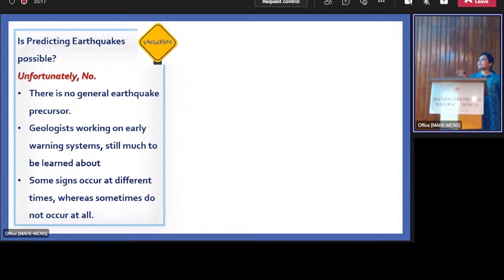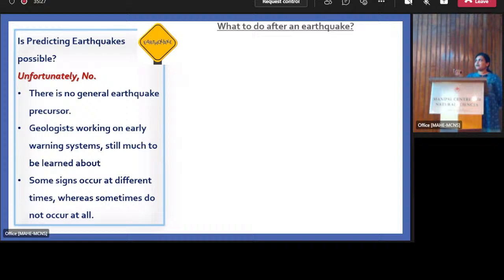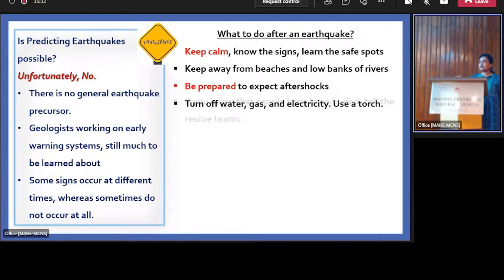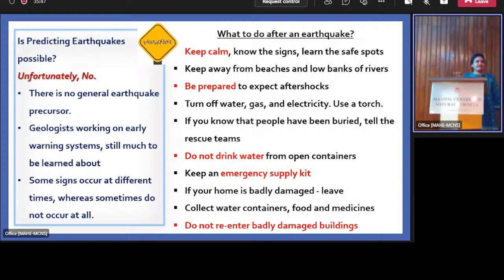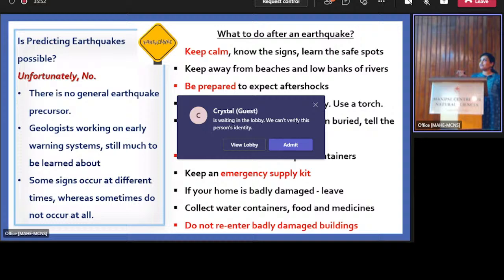So is predicting earthquakes possible? Unfortunately, no. We are working on warning systems, but there is so much to learn about it. However, what we can do after an earthquake is first of all keep calm and be prepared for aftershocks. If someone is buried, you should call the rescue team and not run in to save them. You should keep an emergency supply kit and not enter any badly damaged building. These are the things you should know after an earthquake.